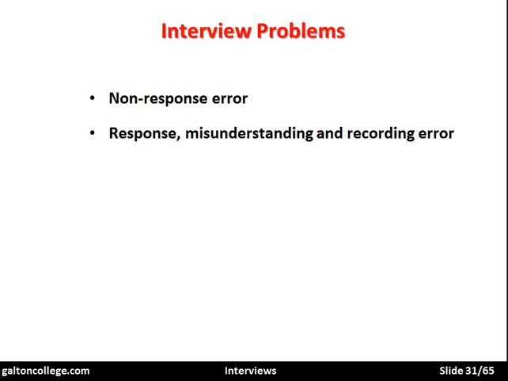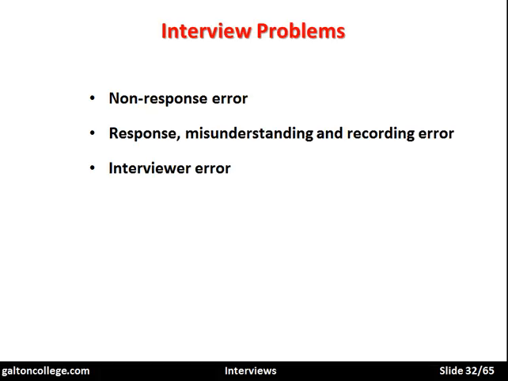Then there's misunderstanding and recording errors. That's why it's a good idea when interviewing sometimes to repeat what the respondent has said, so there is no misunderstanding. It's clear what's been meant. But sometimes there might be misunderstanding in the response and it's recorded wrongly. The interviewer may have errors as well.